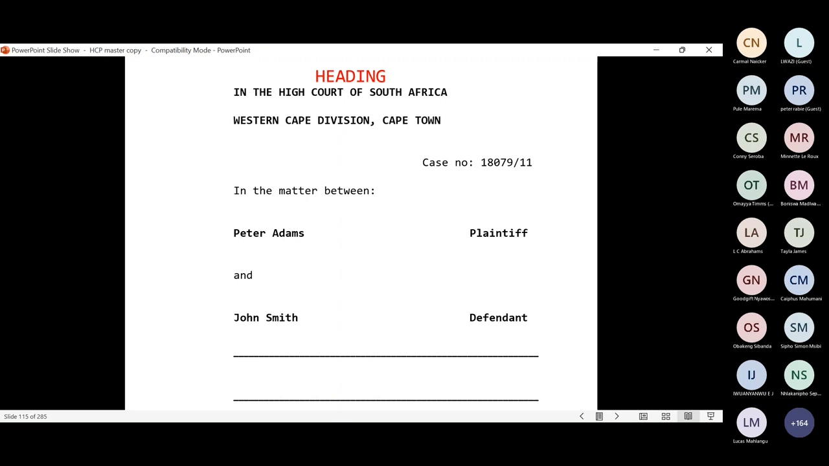And in between those lines, you'll have the title of the document. If it's a particulars of claim, it's a declaration or a plea, or if it's a notice of motion, or if it's an affidavit, the title will be written there. Sorry, it can't be an affidavit for the plaintiff and defendant. But between the tram lines, you'll have the title.